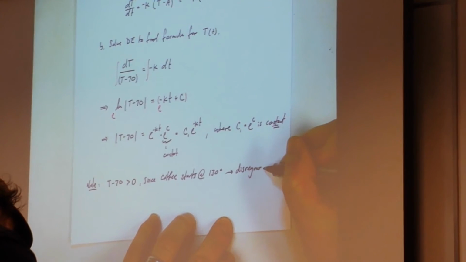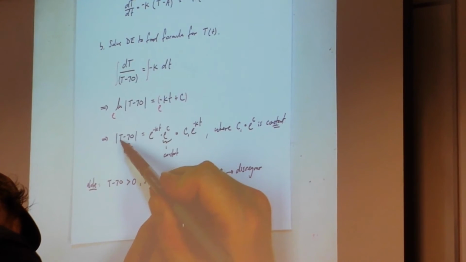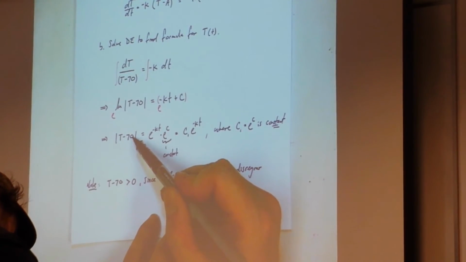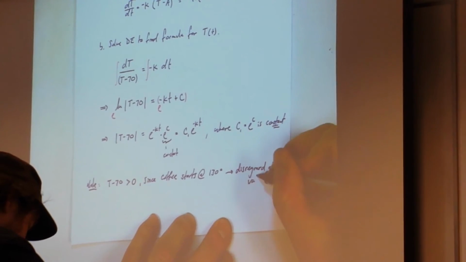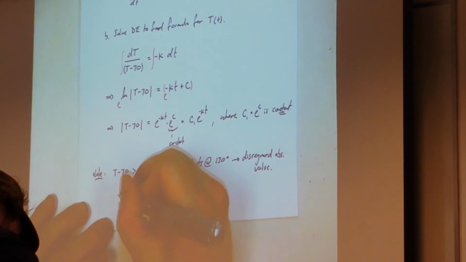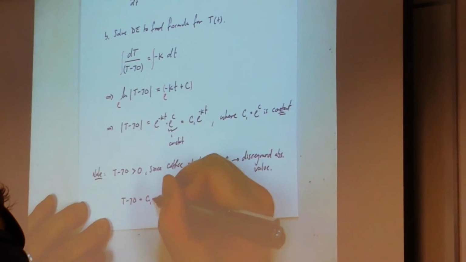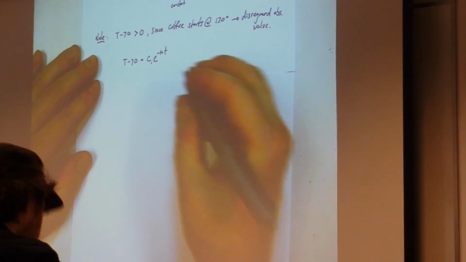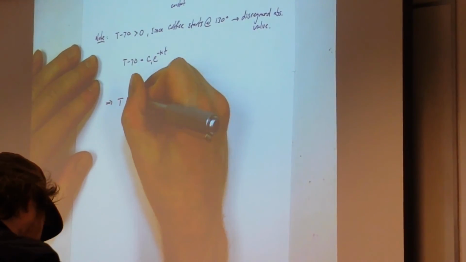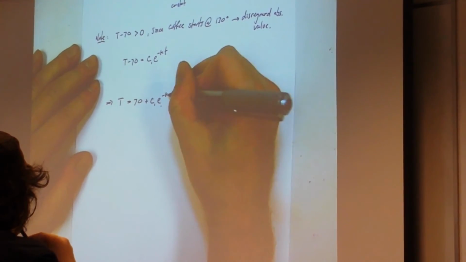If the coffee was coming from 30 degrees, if it was frozen and we left it out, then the temperature of the coffee minus room temperature would be negative. That would be a different story. So we can disregard the absolute value, and we get T minus 70 equals, I'm calling that C1, e to the negative kt, right? So we got some exponential stuff going on. If I solve this for T, we're almost there. Add 70 to both sides, we get 70 plus C1 e to the negative kt.